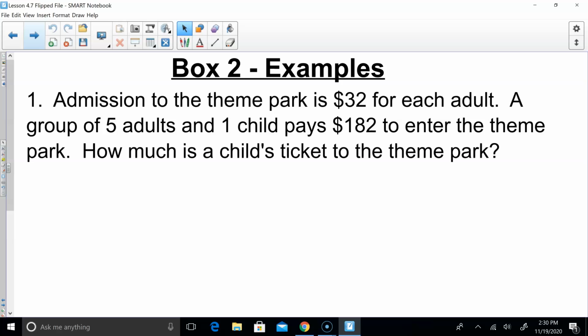So admission to the theme park is $32 for each adult. A group of 5 adults and 1 child pays $182 to enter the theme park. How much is the child's ticket to the theme park?